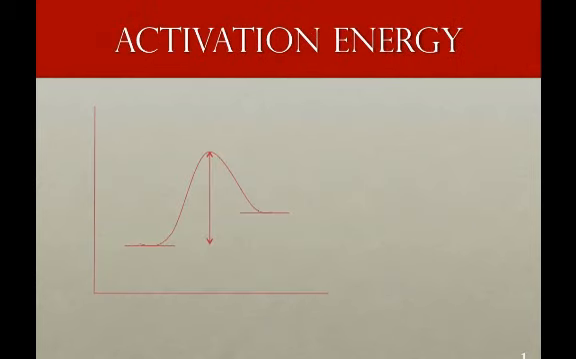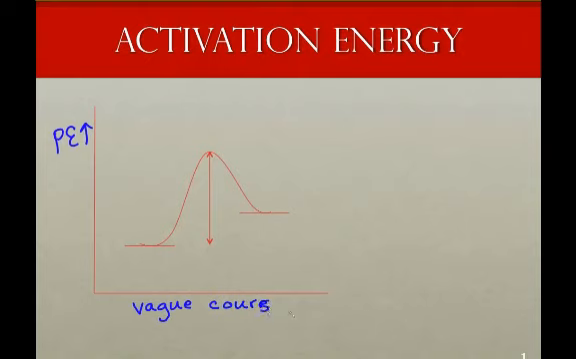All right. Now, this is called a potential energy curve. And that's because we're looking at potential energy increasing on our y-axis. Now, our x-axis is a very vague course of reaction. We're just monitoring the reaction. It's not a quantitated axis, course of reaction.